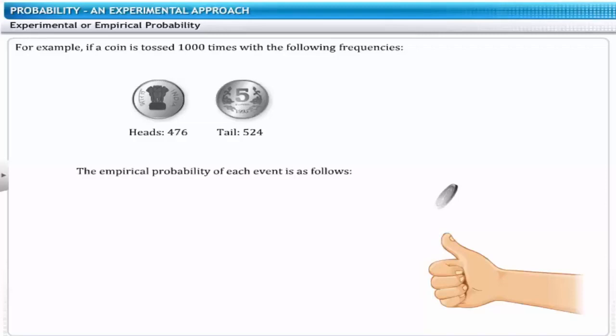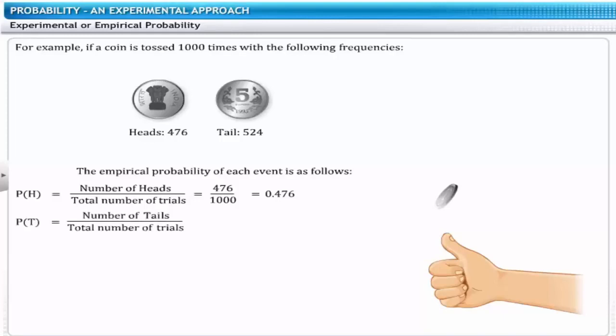The empirical probability of getting a head, or P(H), is equal to the number of heads divided by the total number of trials. In other words, P(H) is equal to 476 divided by 1000. So the result is 0.476. Similarly, the empirical probability of getting a tail, or P(T), is equal to the number of tails divided by the total number of trials. In other words, P(T) is equal to 524 divided by 1000. So the result is 0.524.